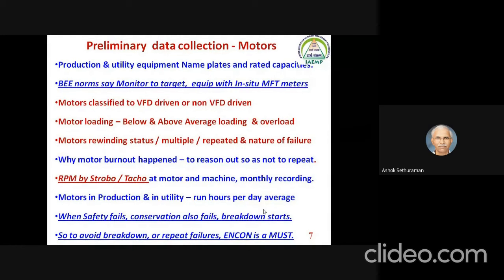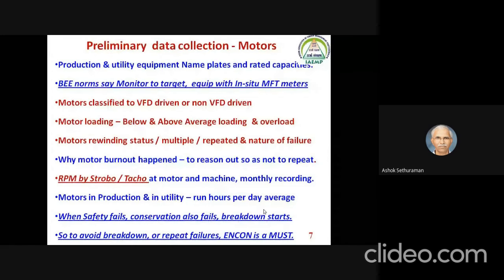So the equipments are having in situ MFT multi-function meters. See, MFT meters, I am trying to say, are basic level of monitoring: volts and amps. Then come the energy, kilowatt, kVA and kVAR, kVARh, and all the aspects. See, classify the industry whether it has VFD driven machines or non-VFD driven machines.